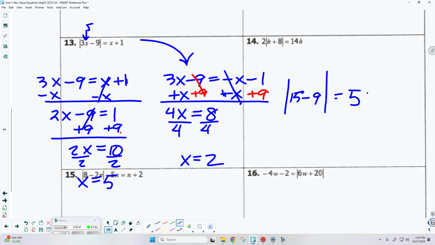But again, we found x to be 5. So what's 15 minus 9? 6. So will the absolute value of 6 give me 6? Absolutely. If you plug in the 2, you're going to find the exact same thing. So we got a 2 and we got a 5. Just like that.